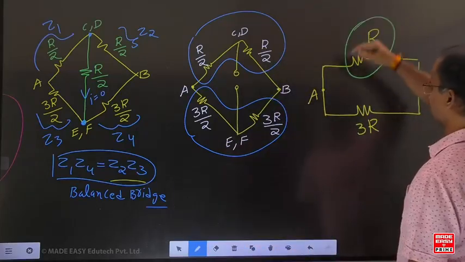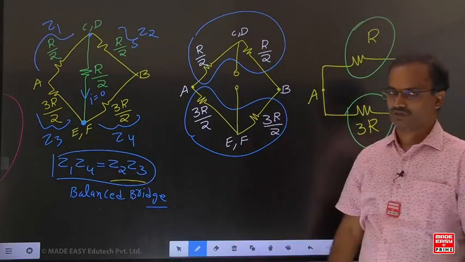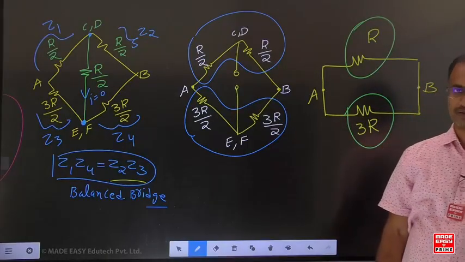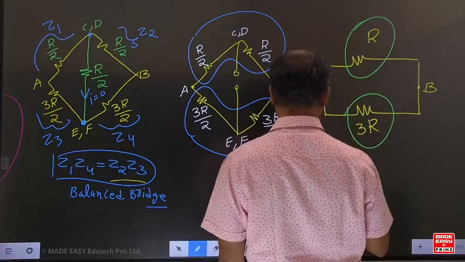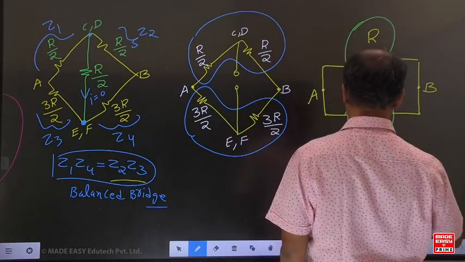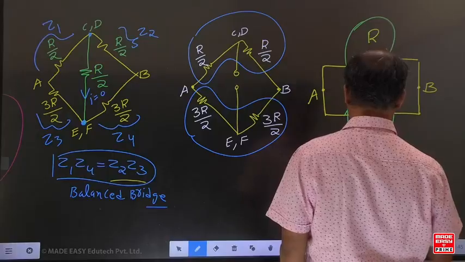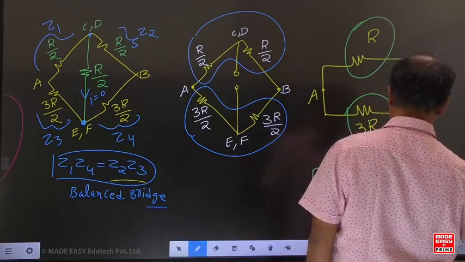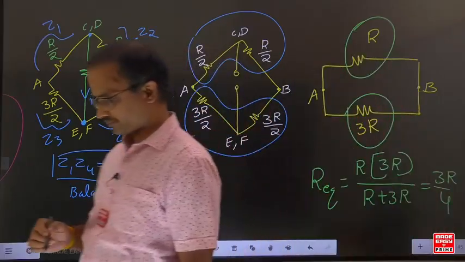देखिए इधर फाइनली R and 3R, how are this R and 3R both connected? In the parallel. R and 3R both are connected in the parallel. If two resistors are in the parallel, equivalent resistance, can I write this? Then what is the answer? 3R by 4. What is the answer? 3R by 4.